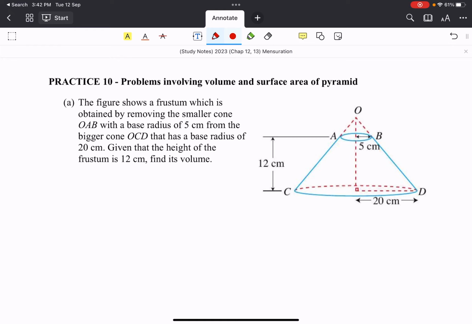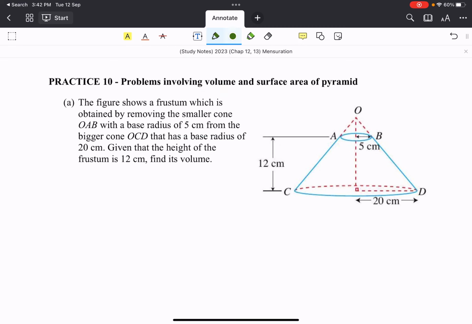So what we need to do is find the volume: the volume of the large cone minus the volume of the small cone. Makes a lot of sense. However, the challenge for this particular question is that we do not know the height yet, right? So let's find the height. I'm going to use a different color because it's already red on the screen.